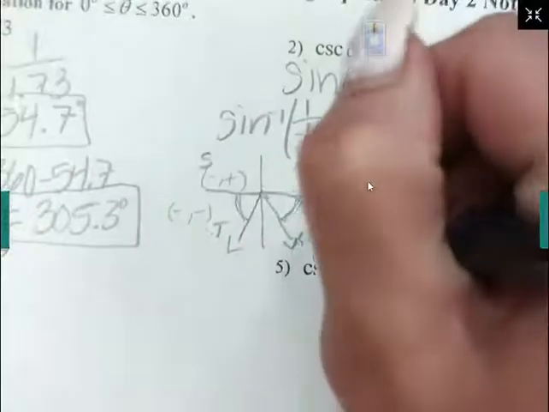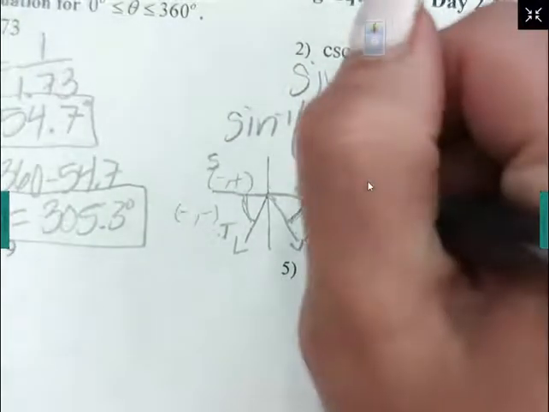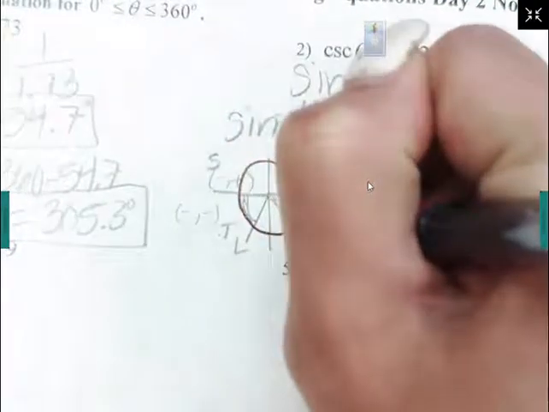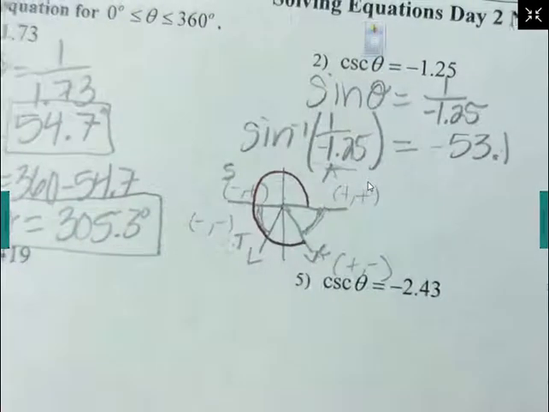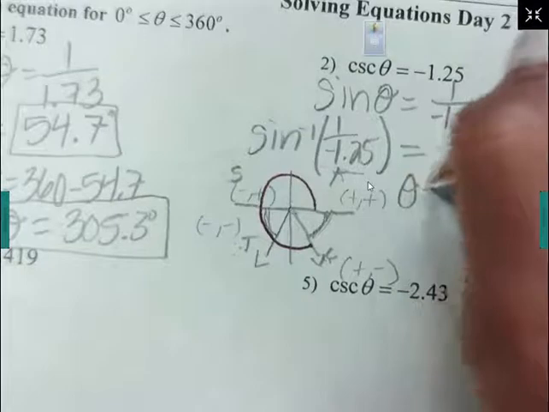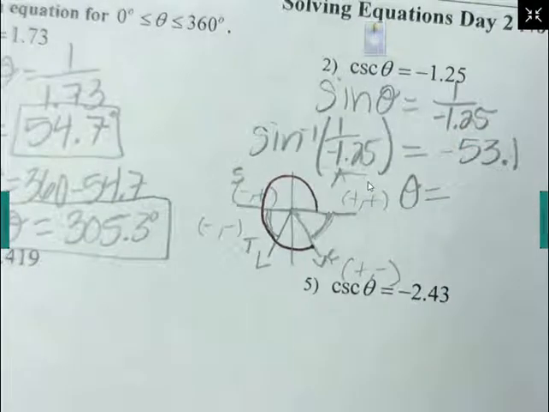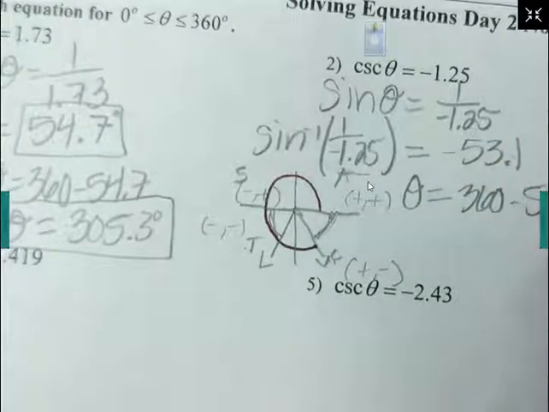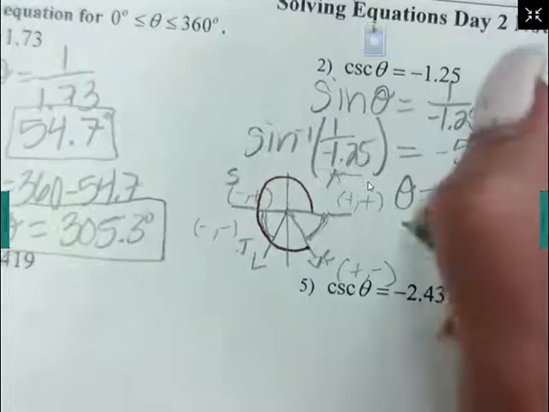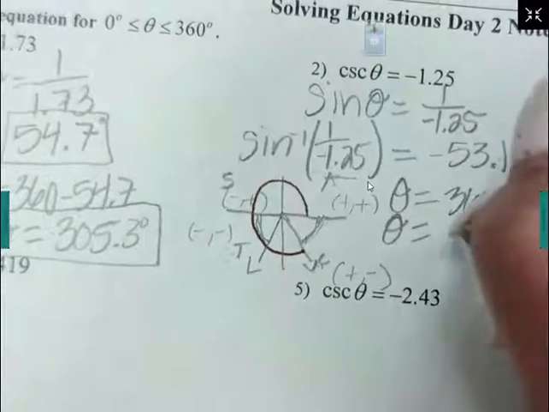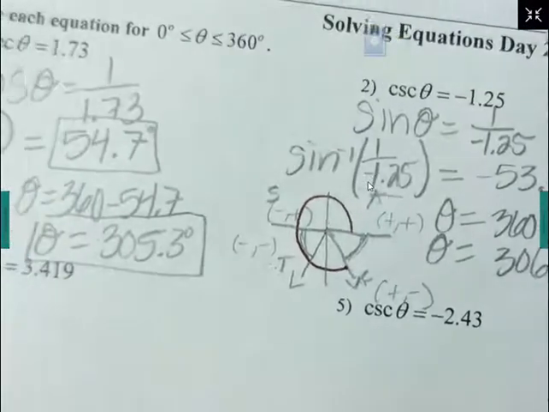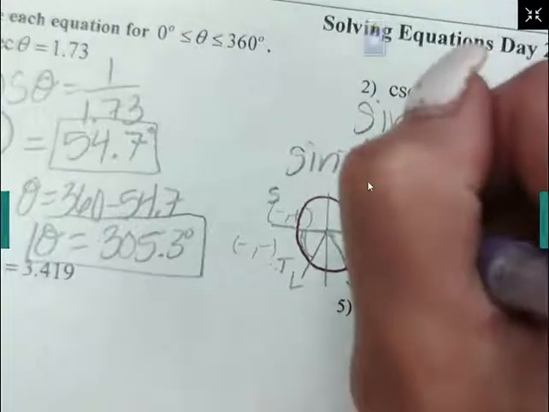We're looking at two different angles here. This first one, we start here and go all the way around to here. Can you tell me what the measure of that angle is? 360 minus our reference angle, which is 53.1. What does that give us? 306.9.